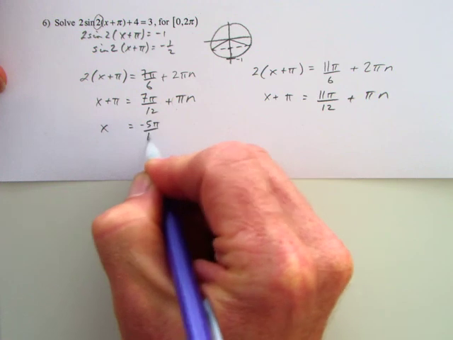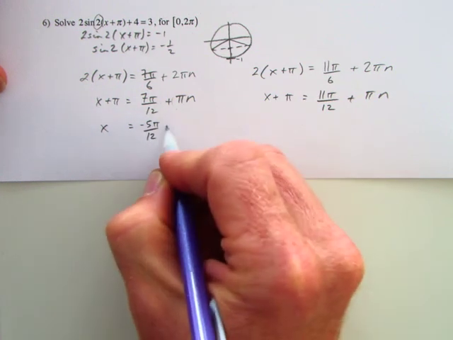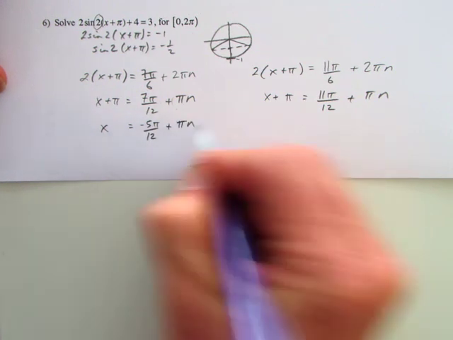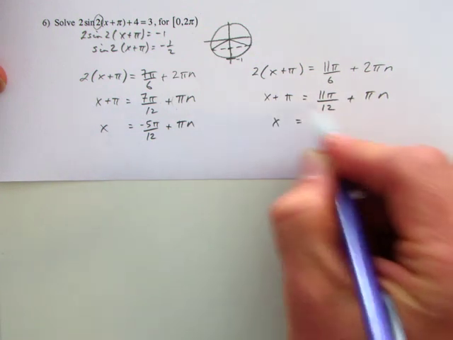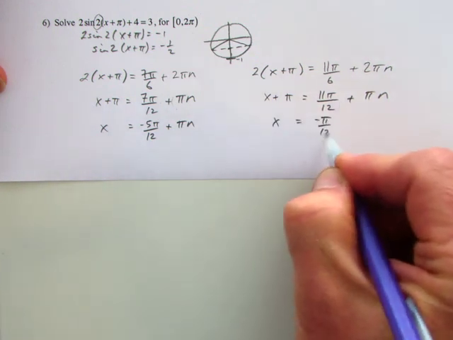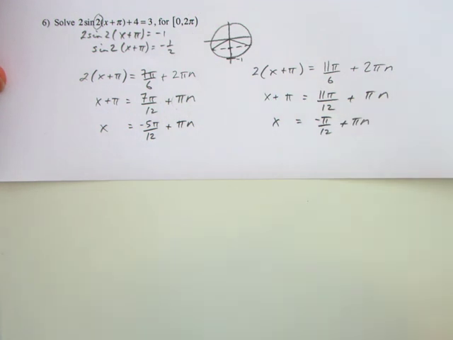If anybody sees it, there is an alternate way I could deal with this, but just to make it simple, I'll subtract the pi. Now I look at my domain and I say I want all the answers between 0 and 2 pi.